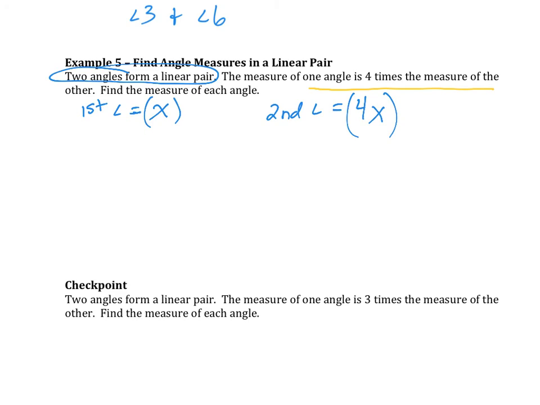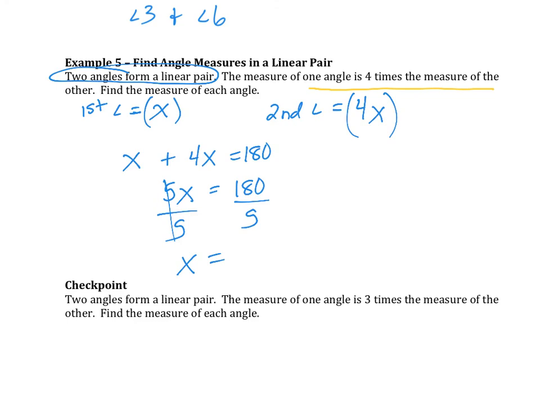So 2 angles form a linear pair. That would be x and 4x form the linear pair, which means they add up to 180. So x plus 4x is 5x. And then divide by 5, because we want to find x. X equals 180 divided by 5 is 36.